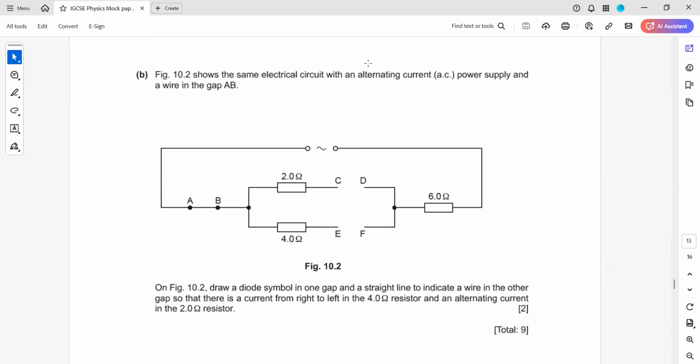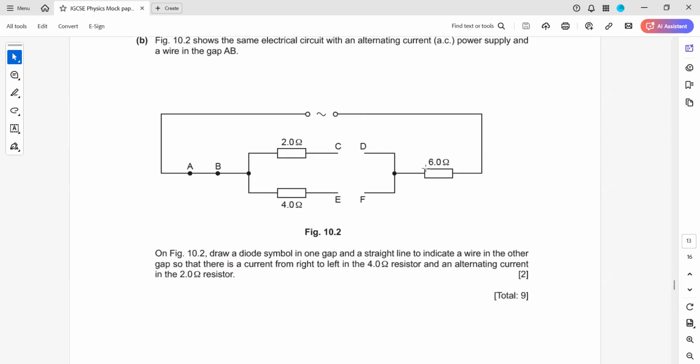Now, figure 10.1 shows the same electrical circuit with an AC supply. On the figure, draw a diode so that there's a current from right to left. So we want a current to flow from right to left through the 4 ohm. So we want the current to flow in this way. So how should a diode be connected in conduction mode? So this is the conduction mode of a diode. And here a straight line, because we want an AC supply, alternating current, in the 2 ohm. So if this is positive, the diode will allow. If negative, the diode will block the current in the 4 ohm.